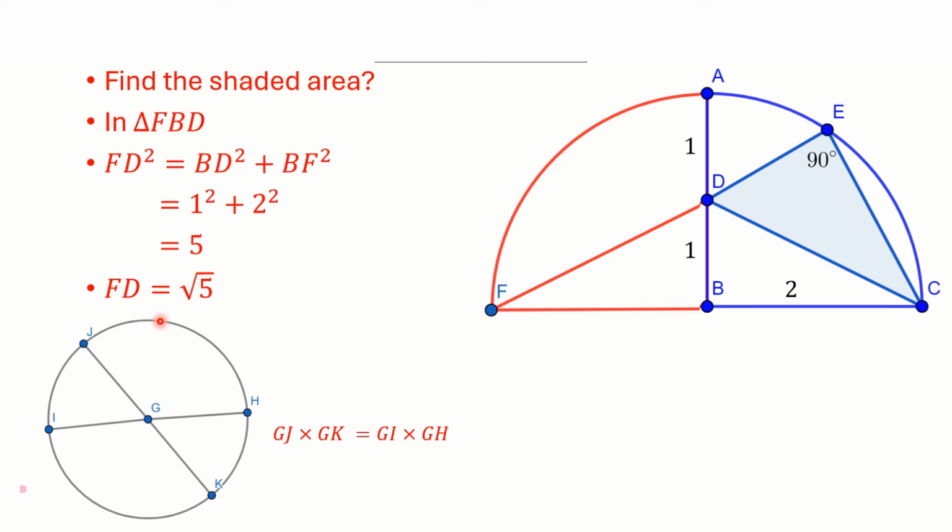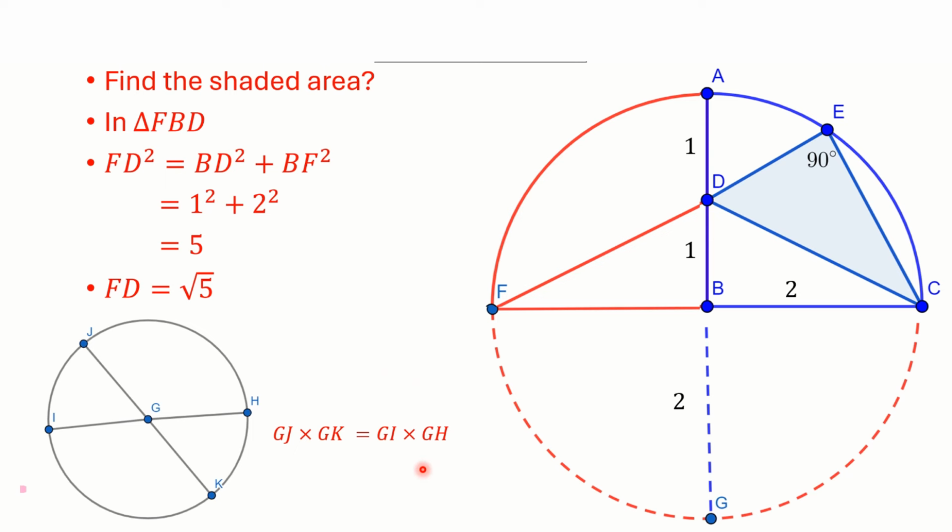If you remember, if you have a circle and there are two chords, one chord is this, another chord is this, and these two chords intersect at point Z. So what is the theorem? This theorem says that the product of this distance and this distance is equal to the product of this distance times this distance. That is, this distance is GJ and this distance is GK, so GJ times GK is equal to GI, that is this distance, and then GH, that is this distance. So now let us try to use this.